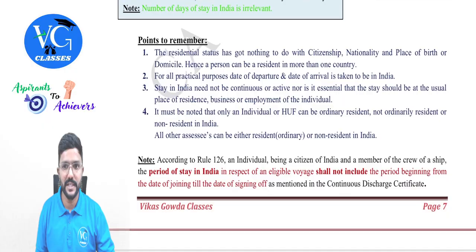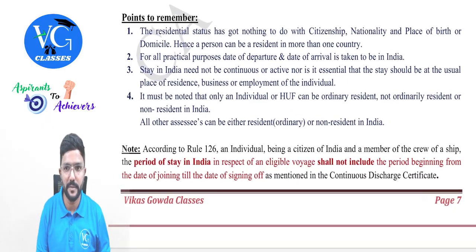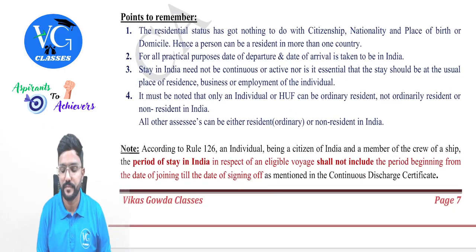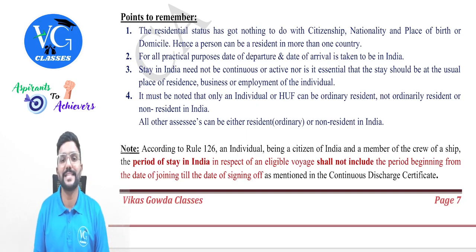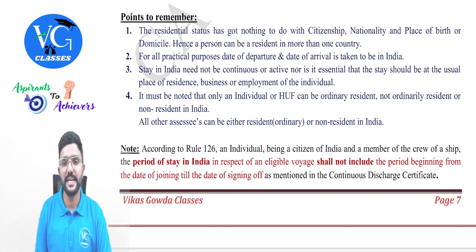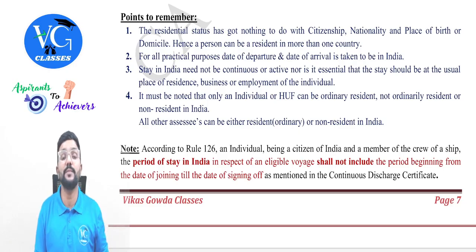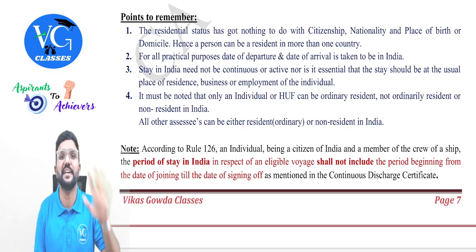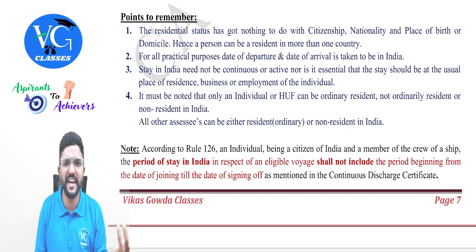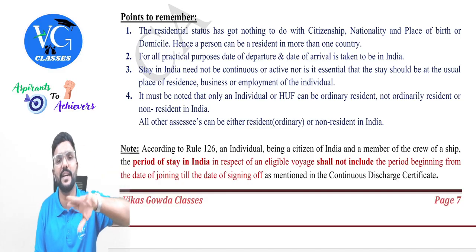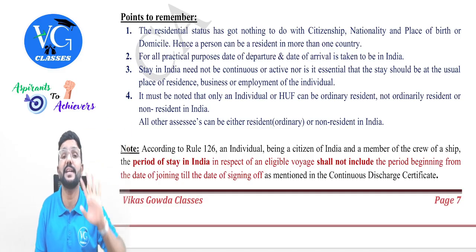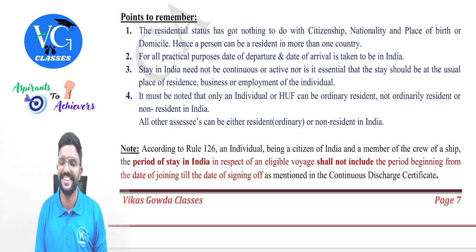And with respect to the residential status of individual, I have given a few points here. Let me just read it. The residential status has got nothing to do with citizenship, nationality, place of birth or domicile. Domicile means the place where an individual has a permanent home. Hence, a person can be a resident in more than one country also. Or else, an individual can plan in such a way that they will not become resident in any country. Clear? For example, in India, every year they will stay for 59 days, 58 days, or 50 days, and they will travel to another foreign country, stay there, and make sure that they are not resident even in that country, guys. Got it?